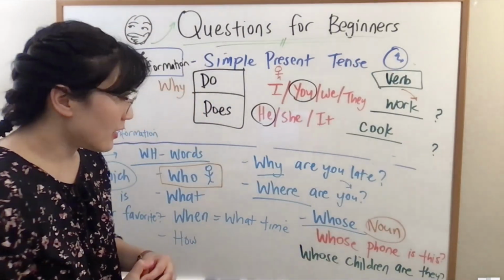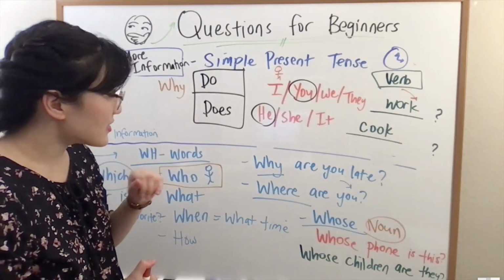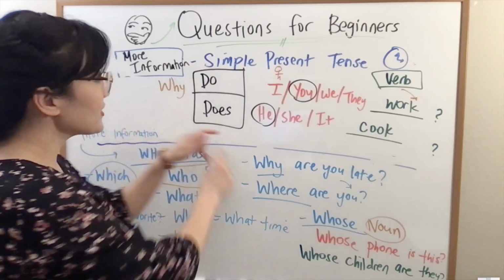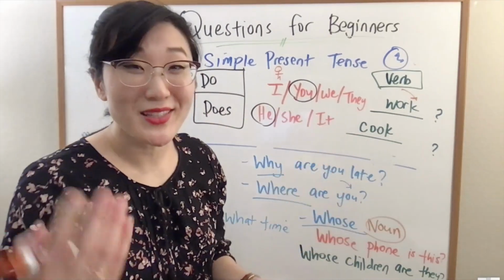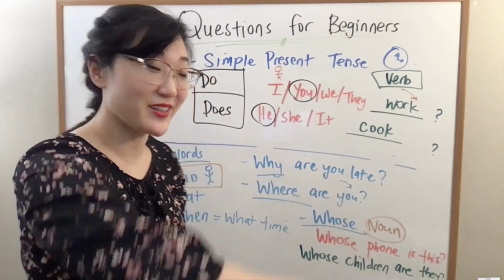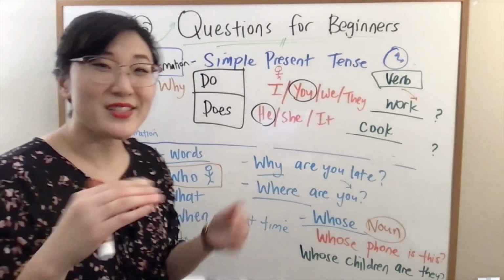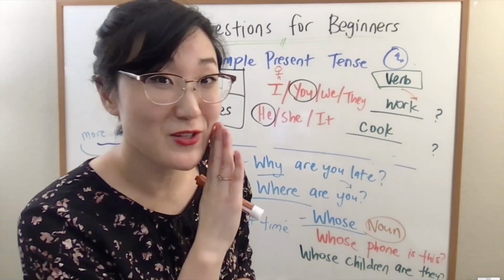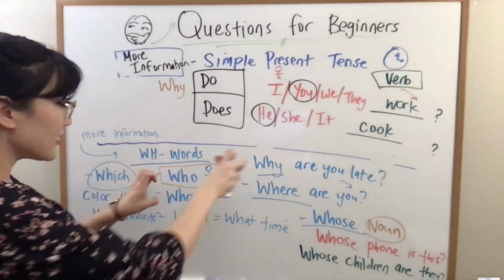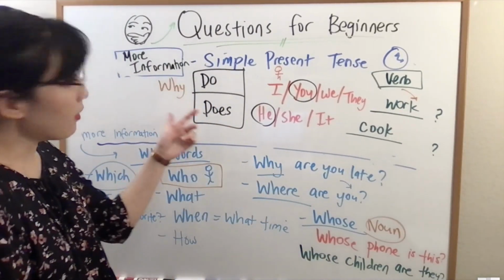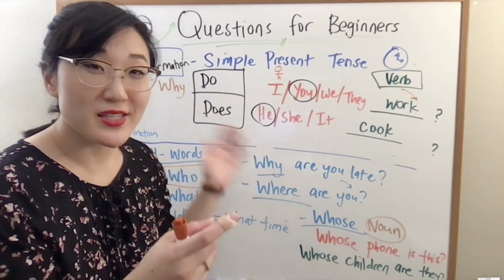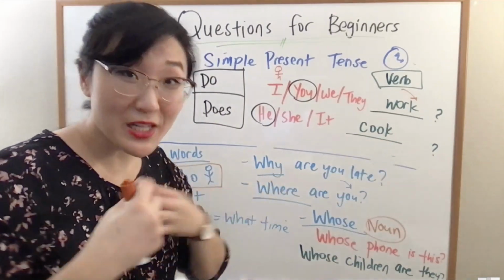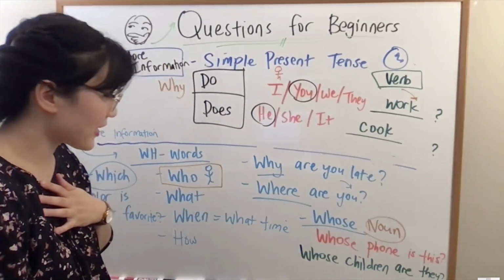Okay. Now, if I ask does, I can change this. What? What does he cook? What does your husband cook for dinner? When? When does your husband cook? Why does your husband cook? Because he loves you, right? You can change any of these sentences. Oh, that was delicious. How does your husband cook spaghetti? How? Teach me how. Okay.